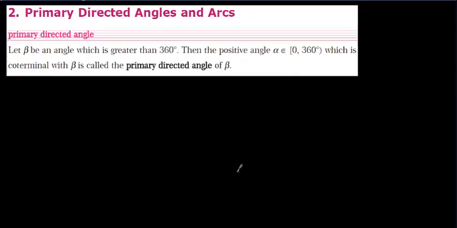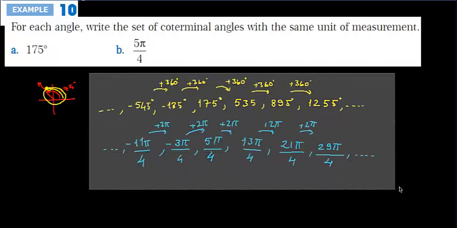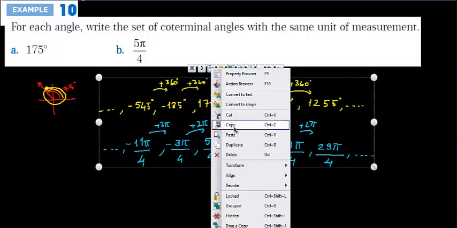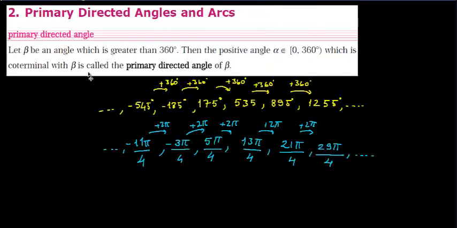Okay, this is the next and the last definition about this group. Primary directed angle: the angle between 0 and 360 degrees. Here we learned the coterminal angles, and the primary directed angle of this group is this angle, 175 degrees, which is between 0 and 360 degrees. That's why this is the primary directed angle of the group.